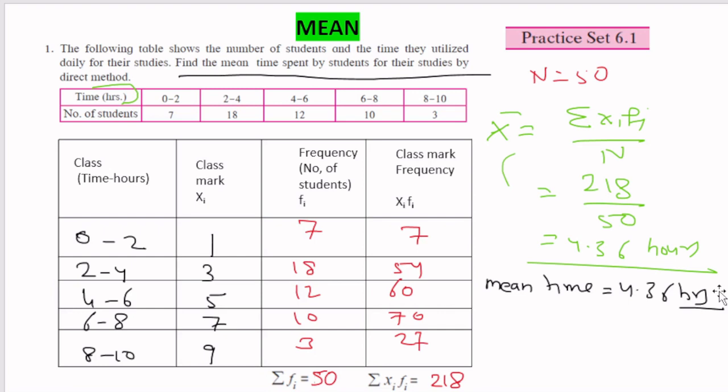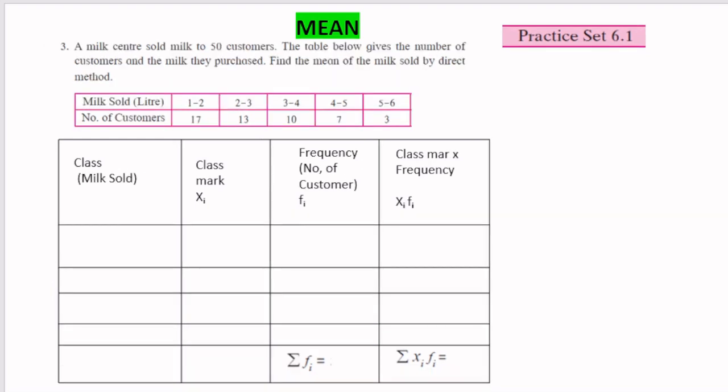The only thing is, you have to take care of the steps. You understood the steps line by line. Continue. There are no difficulties at all in this mean, right? As I stated, this is the easiest chapter ever. Let's see one more example from practice set 6.1, then you will understand.